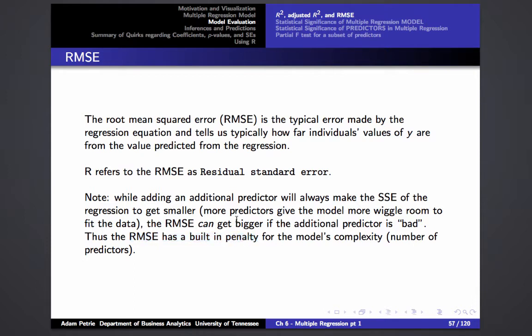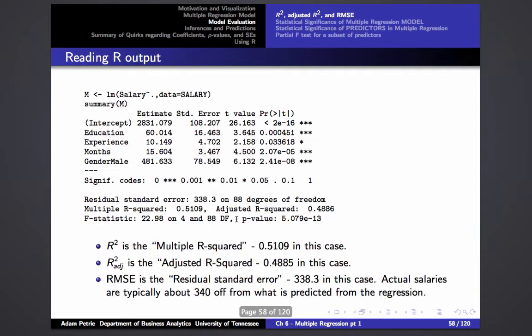And so when you add in more predictors and you see the root mean squared error getting smaller, in some sense, those added predictors are really helping out the model.